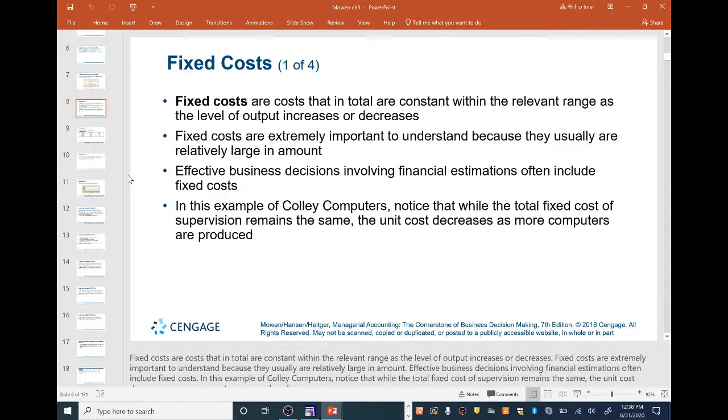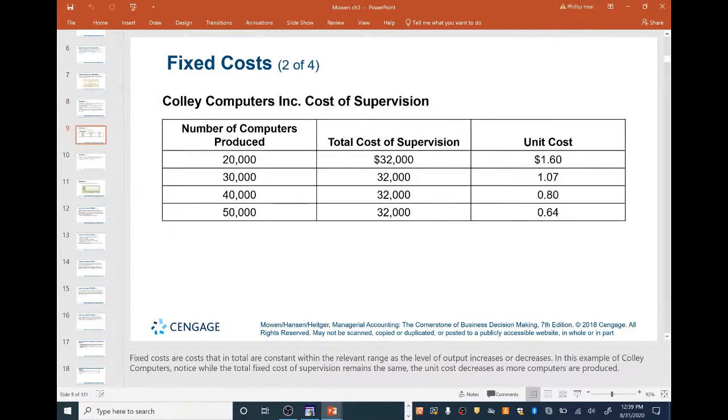So in this example of Kali Computers, notice that while the total fixed cost of supervision remains the same, the unit cost decreases as more computers are produced. So let's go ahead and look at an example here. On the left, we have the number of computers produced from Kali Computers Incorporated, okay? The total cost of supervision is in the middle column. And then at the end, we have the unit cost, or the cost per unit of each computer being produced.